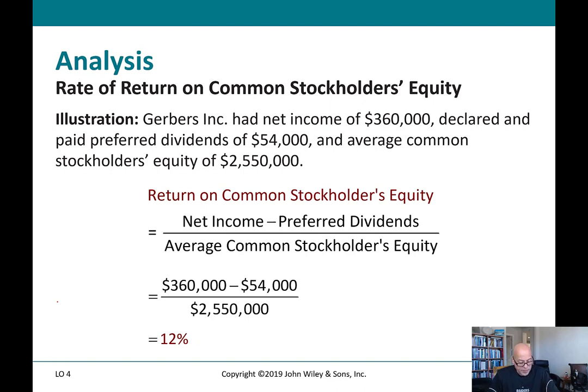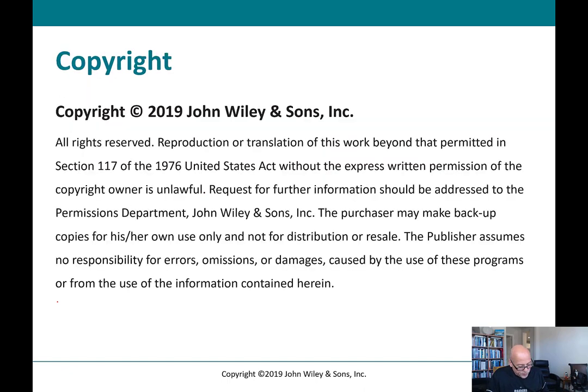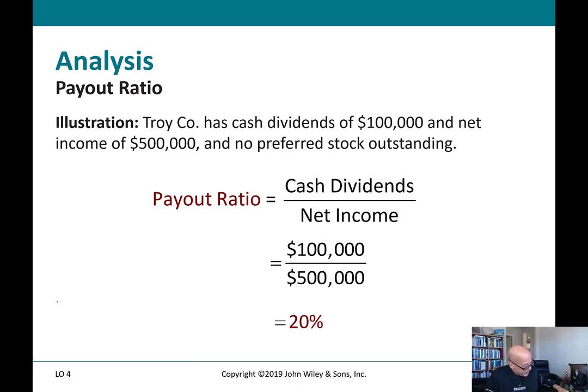And I divide that by the average common shareholders' equity. That's the beginning balance of my common shareholders' equity plus the ending balance, and I divide that by two. That gives me my average common shareholders' equity, which we saw how to calculate before, where we were taking off a certain amount of the preferred shares, etc. Then we could have the cash payout ratio, which is my cash dividend divided by my net income. And then for book value per share, I gave you an example of that a little bit earlier. So we've considered the book value per share on another slide.